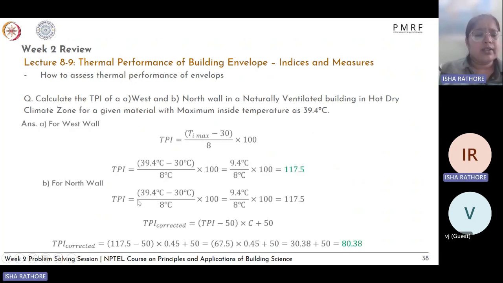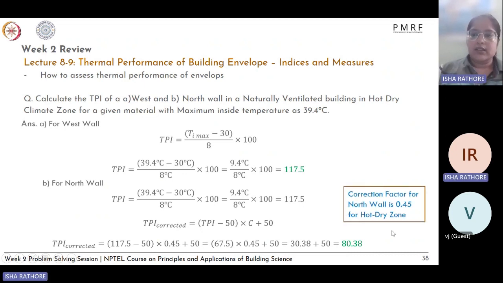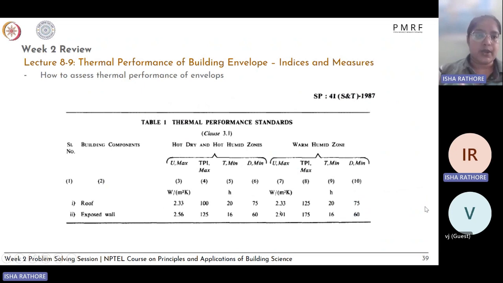And then for north wall, we calculate this TPI value for west, which is 117.5. Then we use the corrected equation. So for north wall from the table, I took the value for C. So this is 117.5 minus 50 into correction factor, which is 0.45 for north wall for the hot dry climate. So we get a TPI of 80.38, which is again TPI class B. Yeah, so correction factor is 0.45. So you have a table from which you can read those values.